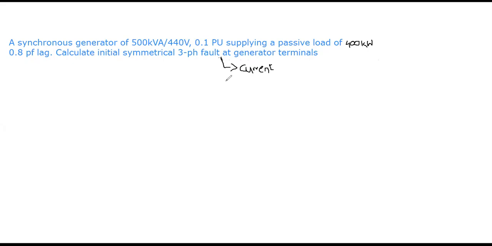First of all, you need to draw a diagram here. A synchronous generator has been given, and it is supplying a passive load. So this is our analysis. According to the given problem, I am drawing the figure. Once we know the figure, obviously it is very easy to solve. Now just see whether it is correct or not. So this is a passive load.